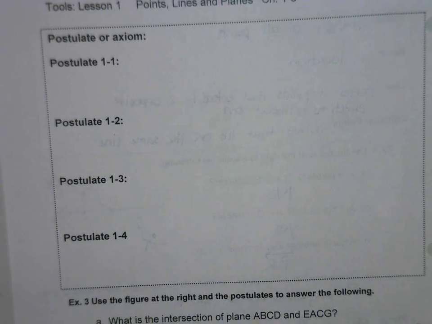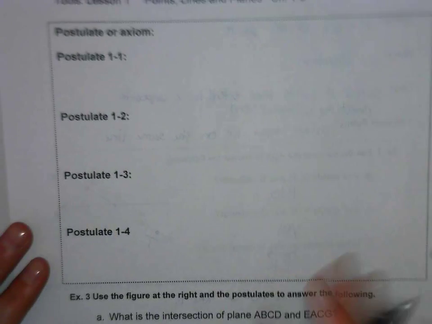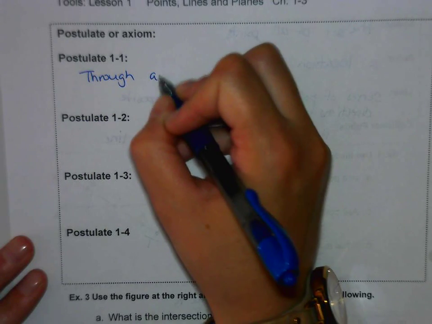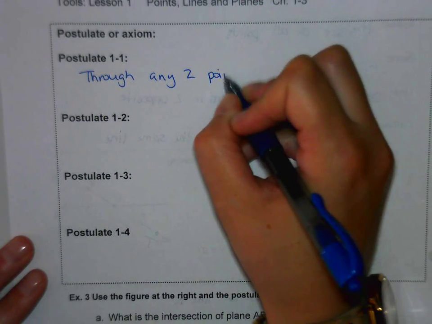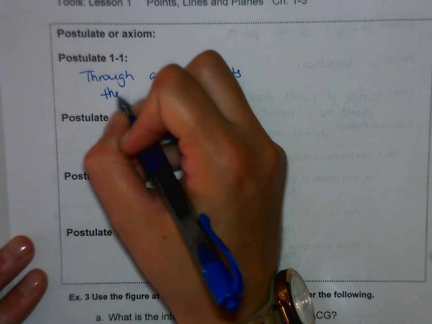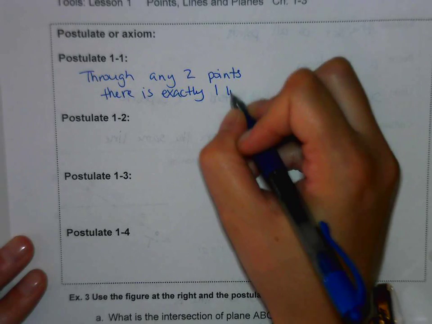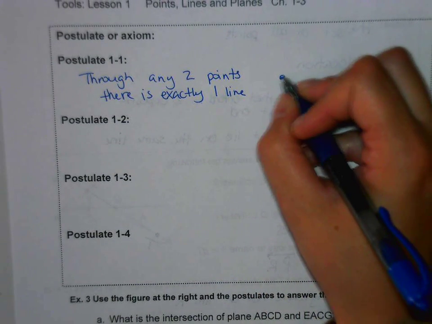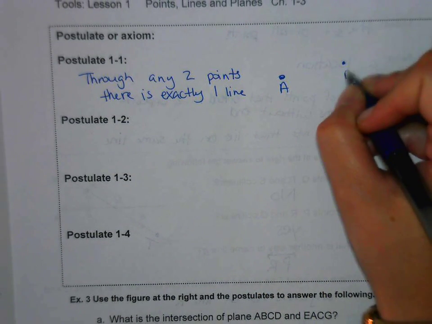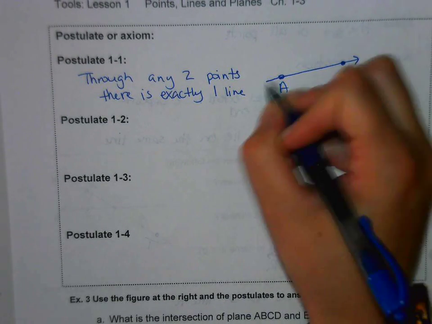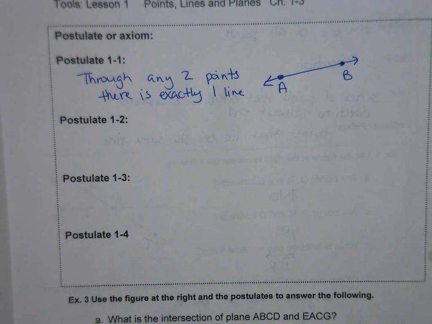Let's look at the back side. There are a couple of postulates, or axioms, to define. Postulate 1.1 states that through any 2 points, there is exactly 1 line. So for instance, I have point A and point B. With 2 points, there's only 1 line that can be formed between those 2 points.